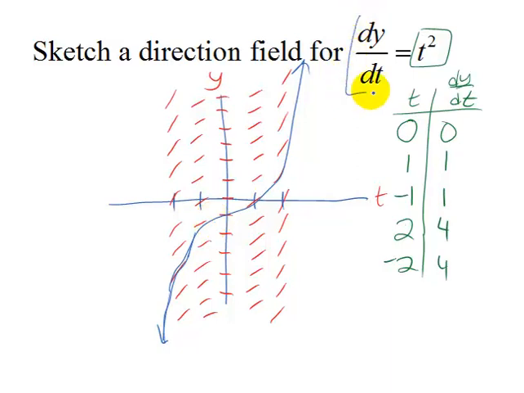And in fact, this is one we could actually solve by direct integration. If we integrated both sides with respect to t, we could just do an integration of t squared and get 1/3 t cubed, which is actually what we're seeing here, plus a constant. So vertical translates of that as well.